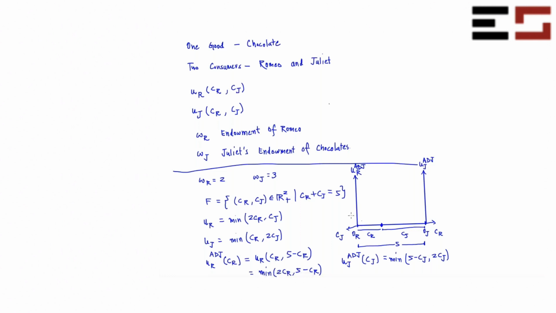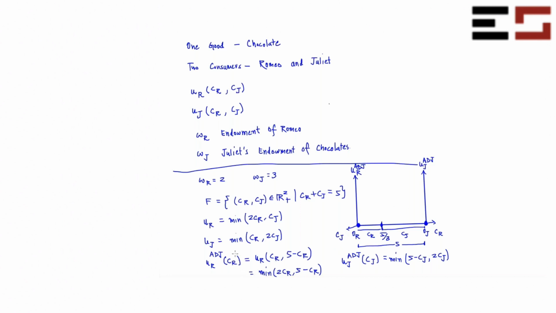When CR is 0, this is 0, right? And when CR is 5, again this is 0. So these are 2 points that will be there on the graph of the utility. And when 2 CR is less than 5 minus CR, which means that 3 CR is less than 5, which means that CR is less than 5 by 3. So 5 by 3 is somewhere here, right? So this is 5, so this is approximately 5 by 3.